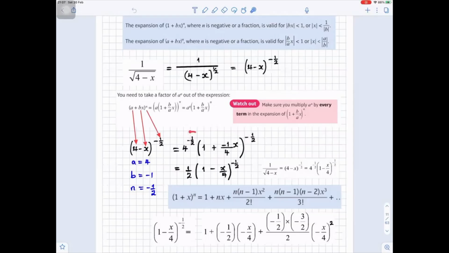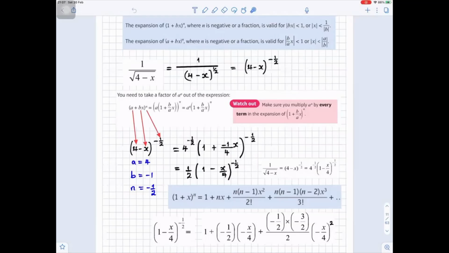Now, 4 to the power minus a half will give you a half. If you put that in your calculator, you'll get a half. And it will be 1 minus x over 4, to the power minus a half. Now you're ready to use the expansion formula.